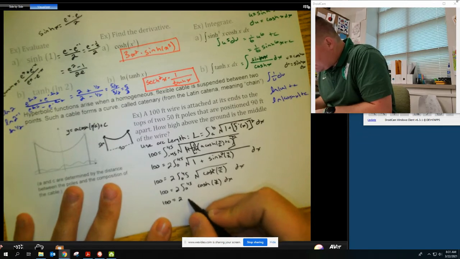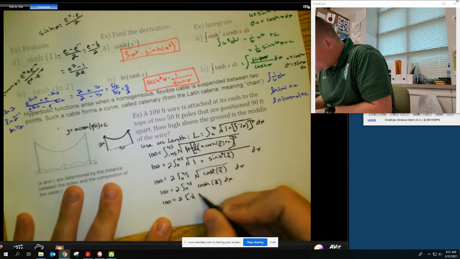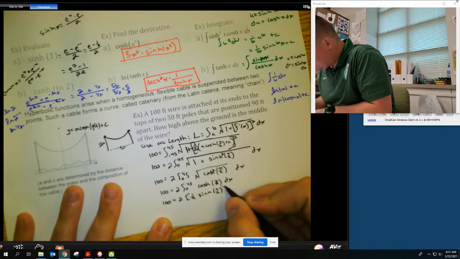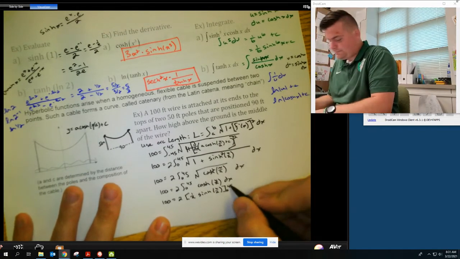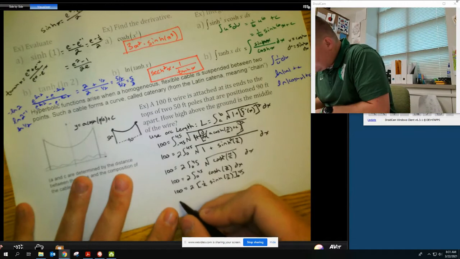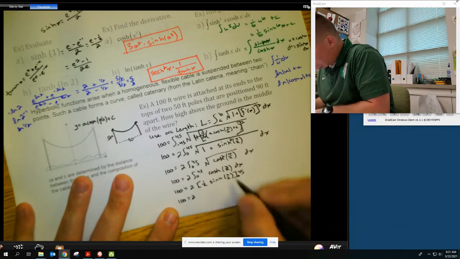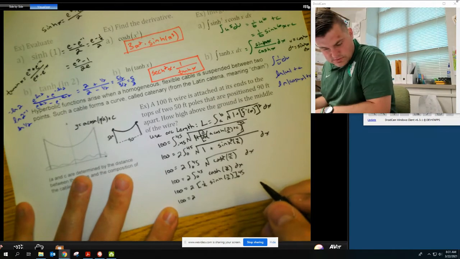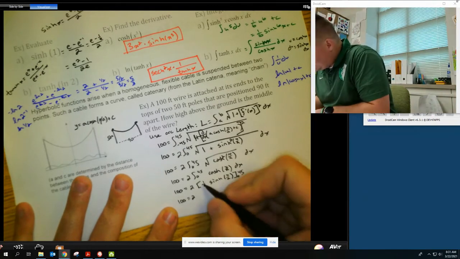You're going to get a 1 over a sinh x over a from 0 to 45, which is going to end up giving you 100 equals 2 times... oh, this should be a right here, not a 1 over a.